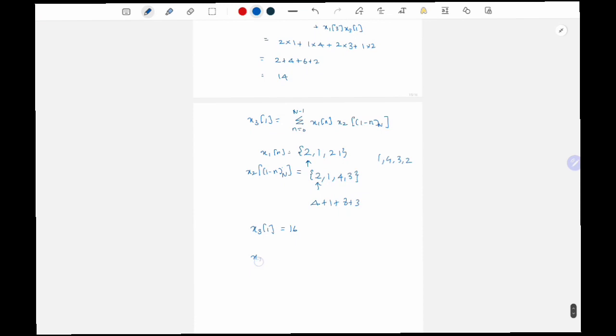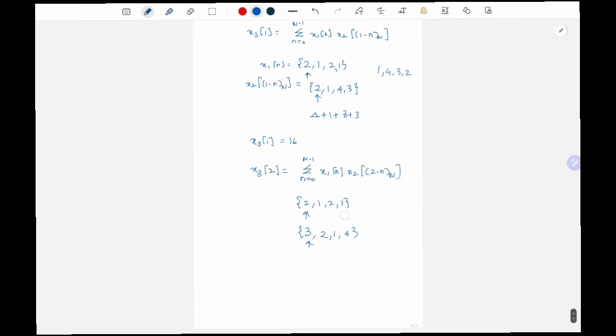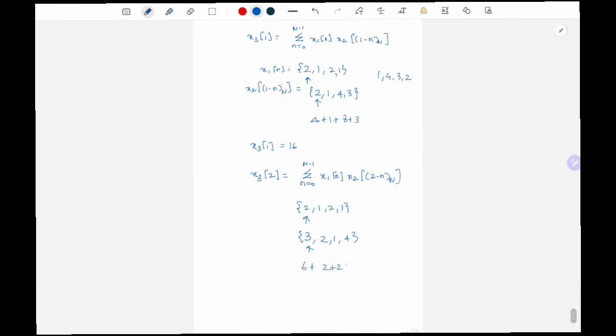Similarly, your x3 of 2 will be summation n equal to 0 to n minus 1, x1 of n, x2 of (2 minus n) modulo n. So this is just reversal plus right shift by 2. We already have right shift by 1, so right shift by 2 should be easy. So I just shift it right once. So 3, 2, 1, 4. And then you multiply. So 6 plus 2 plus 2 plus 4, so 14. So x3 of 2 is equal to 14.